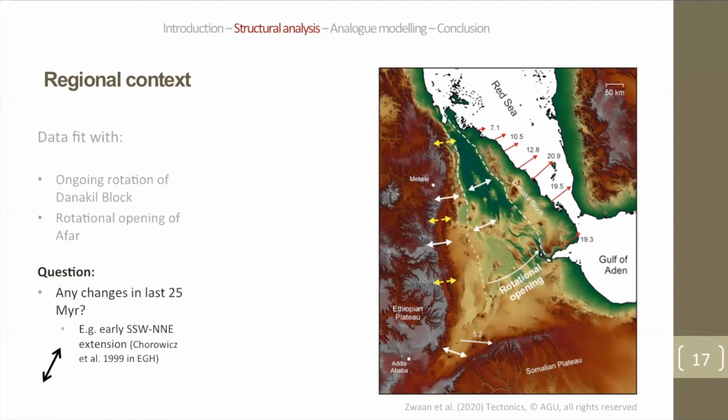There is, however, a question whether this has been the case for all of the history of the Western Afar Margin, since this rotation of the Danakil block is supposed to have started some 10 or 11 million years ago, whereas we do know that Afar has been developing since about 25 million years ago.